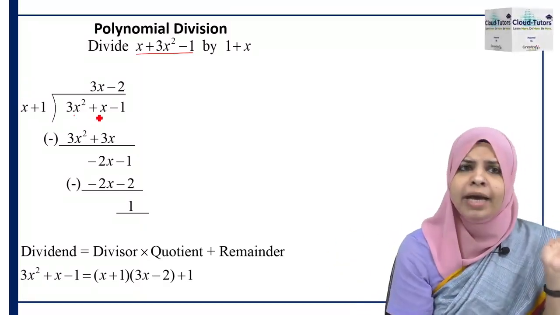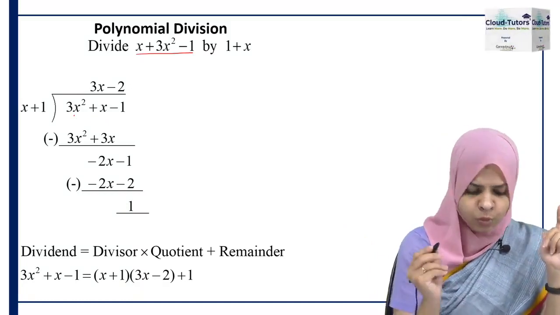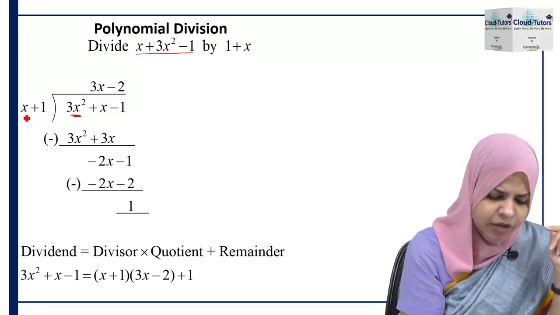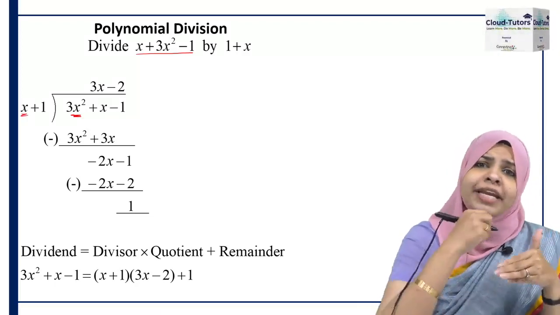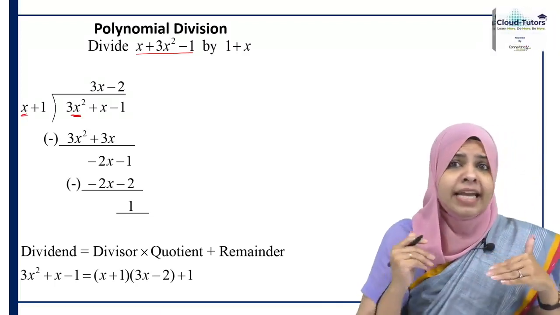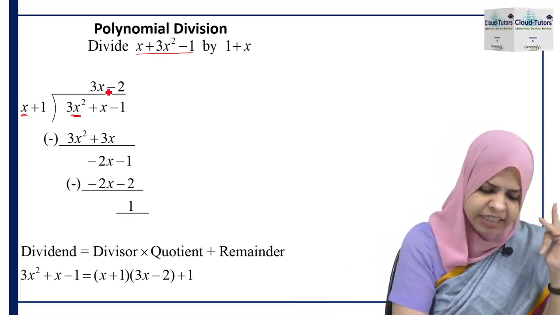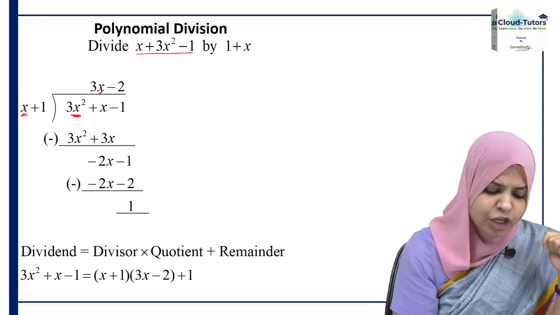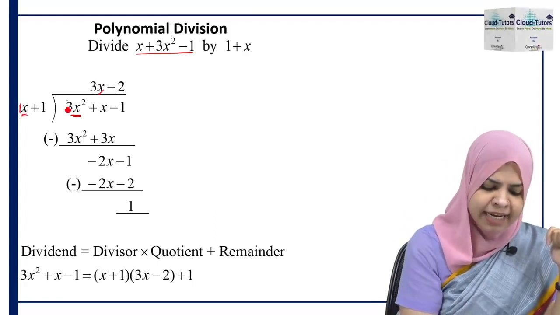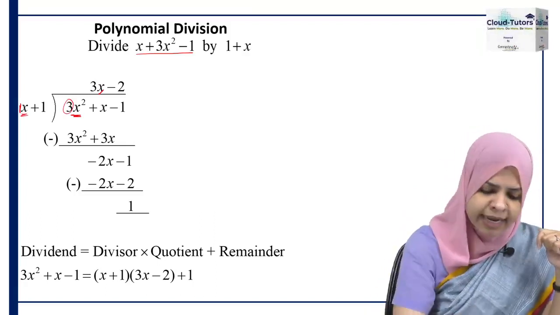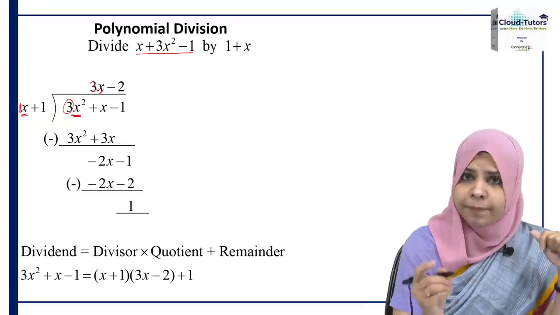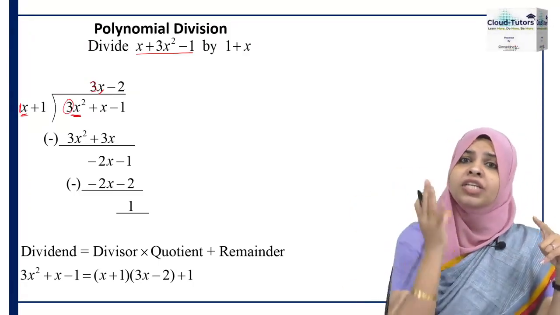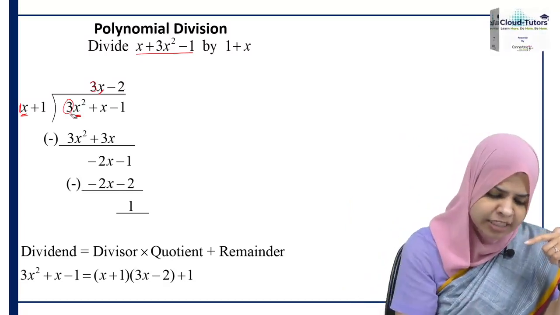So 3x square plus x minus 1. I have here x square, I have here only x. So what do I need to multiply it with to make it x square? I need to eliminate this. Definitely I have to multiply it with x. So I write x. So I have here 1. But I need 3x square. So I need to write 3x, right? If I multiply 3x with x, I will get 3x square. Okay, so let's multiply that.